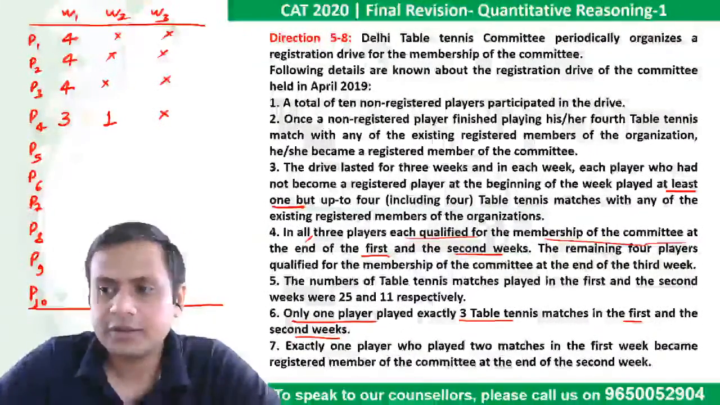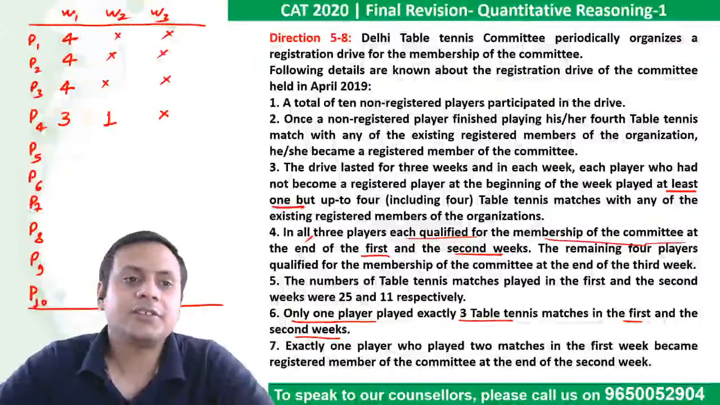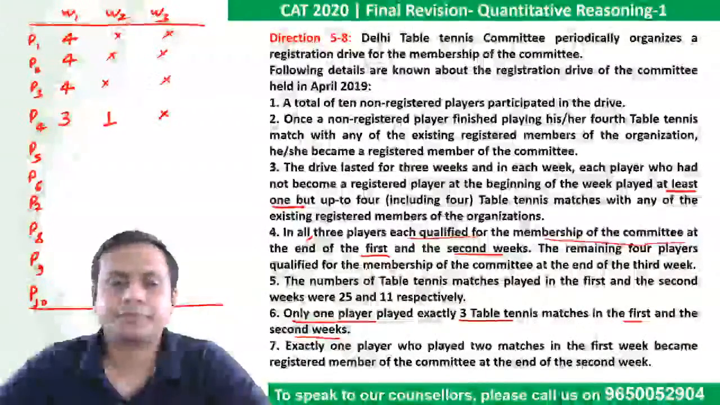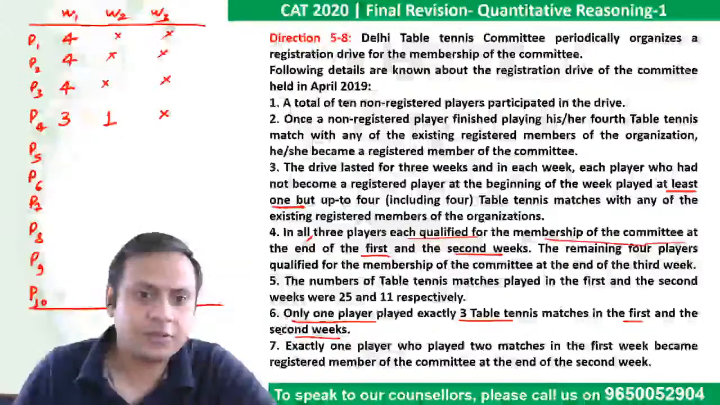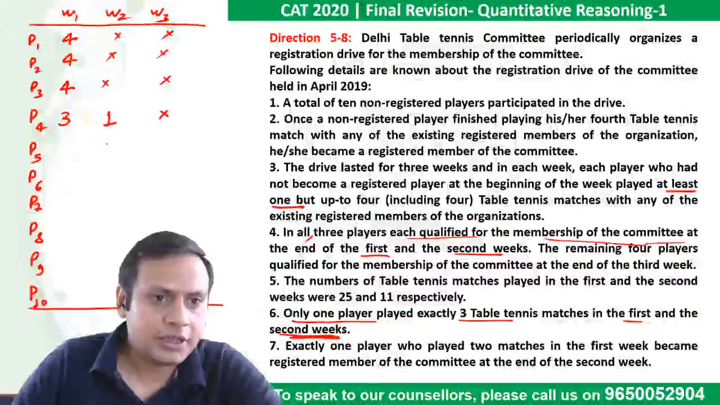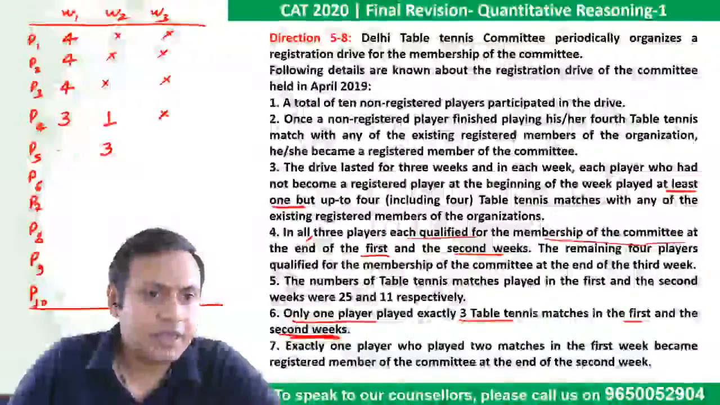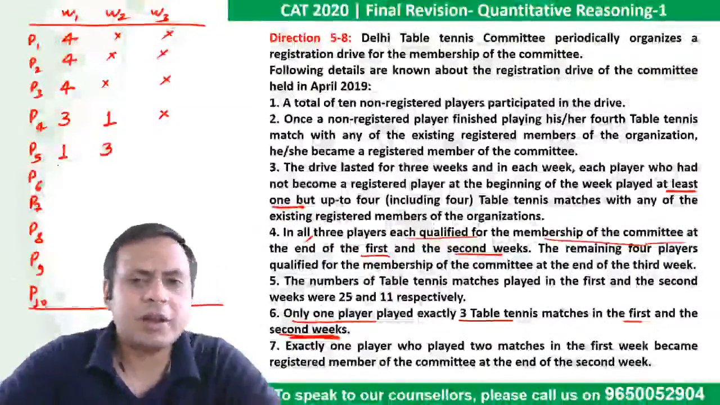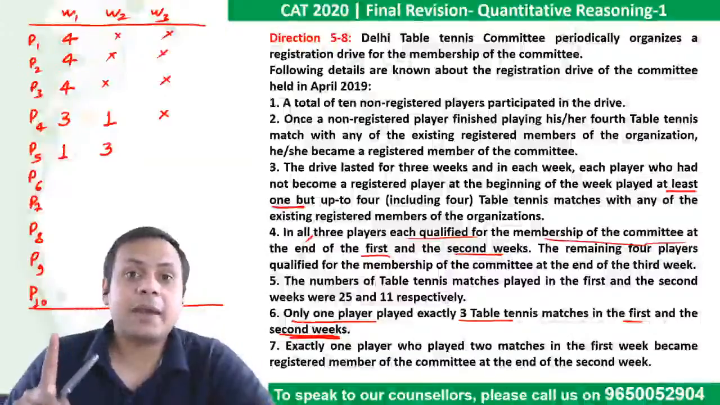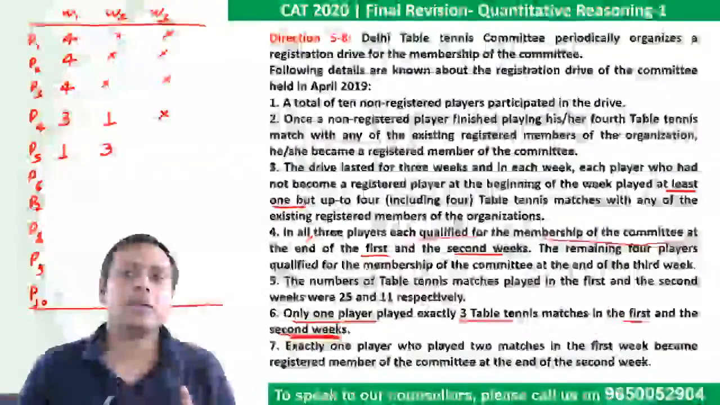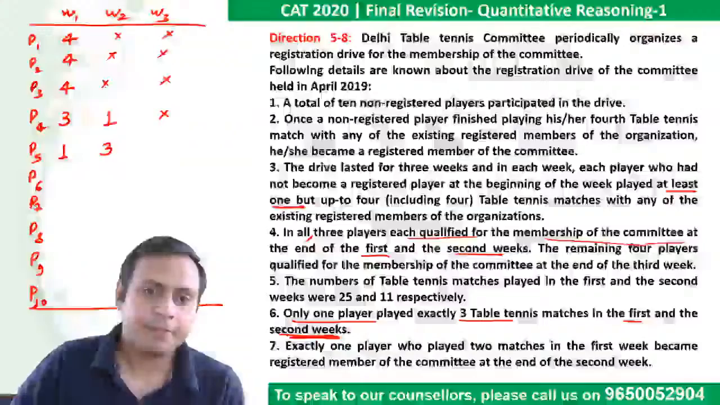Everybody understood this one. So there is one player who played 3 matches in the first week. And we know there is another player who played 3 matches in the second week as well. So this player must have played 1 match in the first week, because if a player is not a member, that player is playing at least 1 match per week. So this is the second player who became a member in the second week. Right?